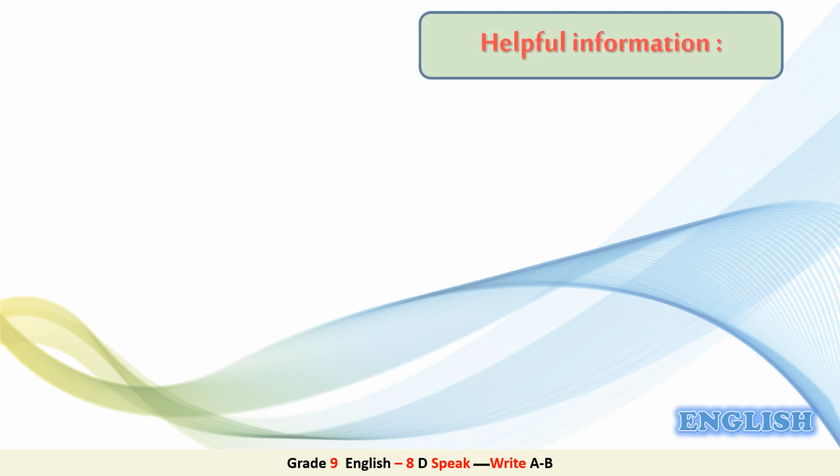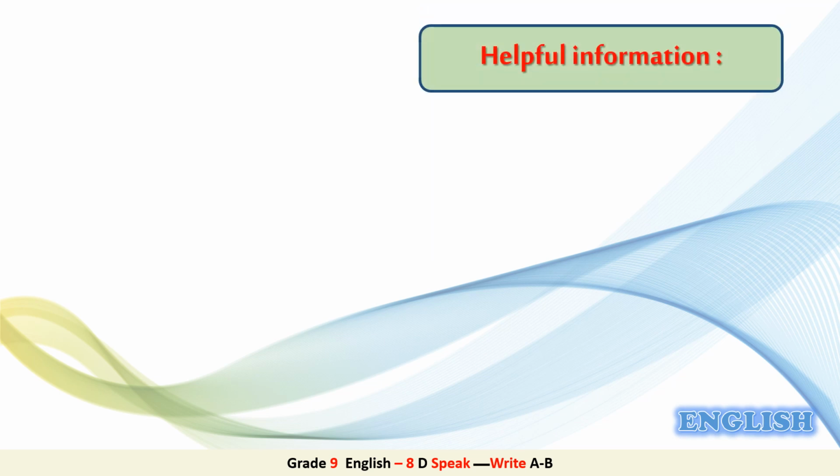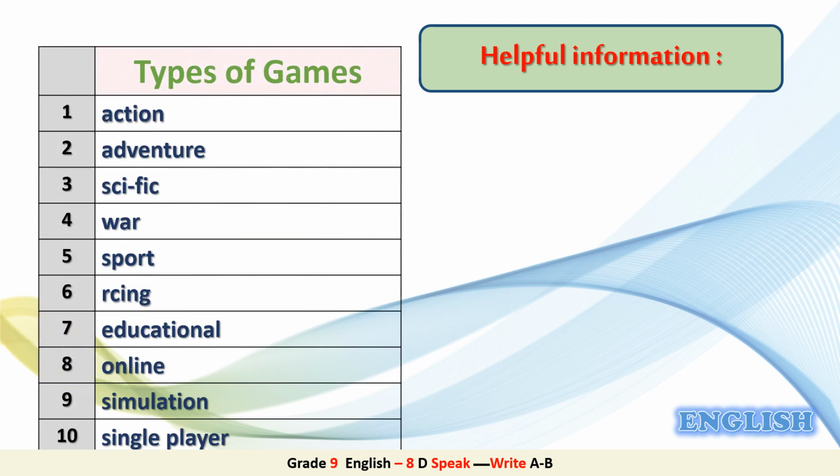Now let's have a look at some helpful information that may help you write a game review. First, let's have a look at some types of games. There are different types of games, some of which are action, adventure, sci-fi, which means science fiction, war, sport, racing, educational, online, simulation, and single player.